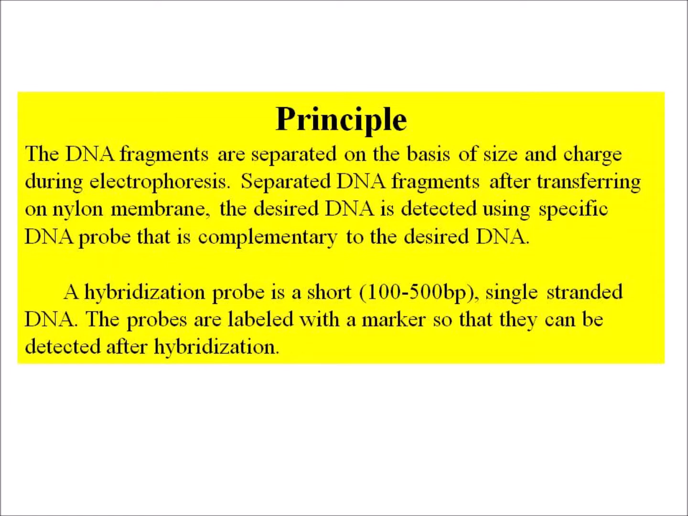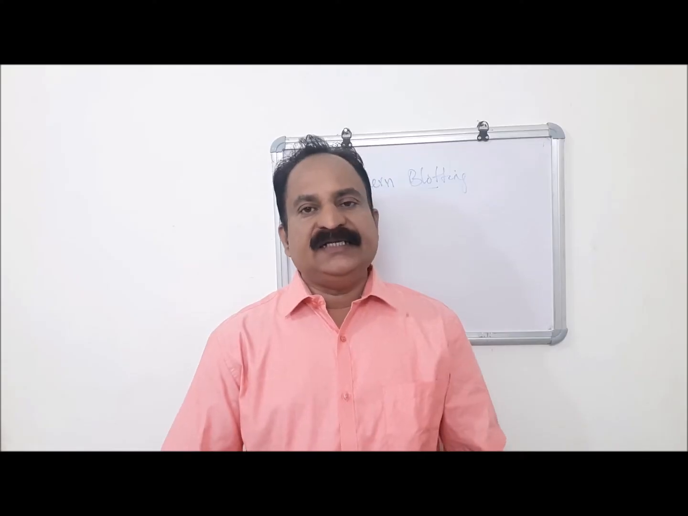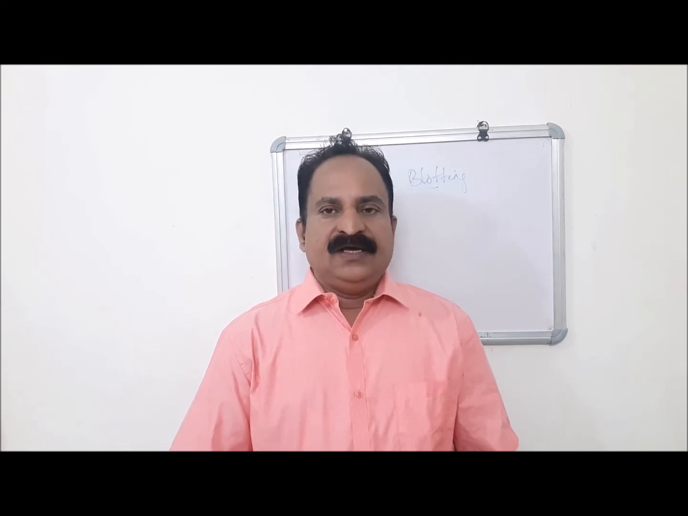Separated DNA fragments after transferring onto a nylon membrane, the desired DNA is detected using a specific DNA probe that is complementary to the desired DNA. A hybridization probe is a short, that is 100 to 500 base pairs, single stranded DNA. The probes are labeled with a marker so that they can be detected after hybridization. Next we can see the procedure.